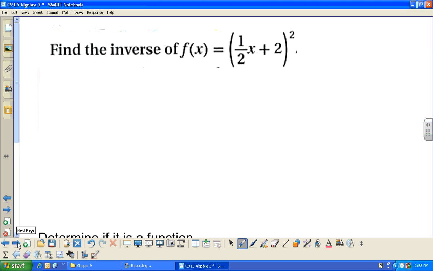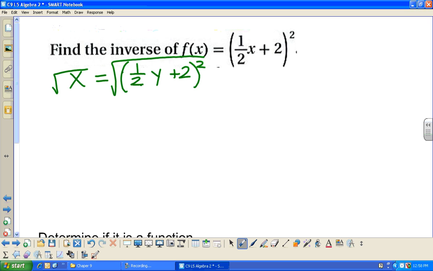Find the inverse of this function. Again, this is the same thing that we have done in the past from chapter 7. We switch our x and y. So instead of writing y equals, I'm going to write x is equal to 1/2 y plus 2 squared. And I have to work backwards or undo the steps. To get rid of the squared, I have to take the square root on both sides.